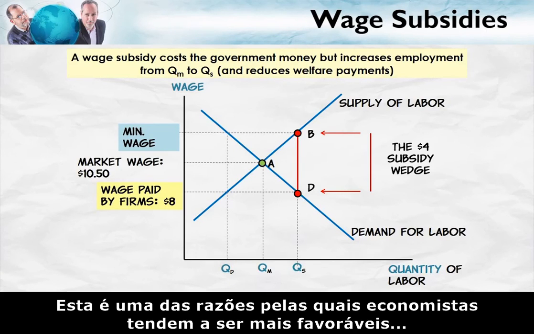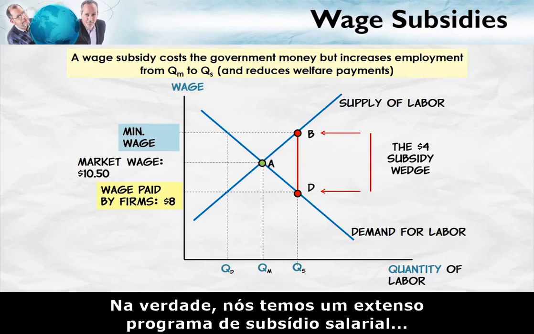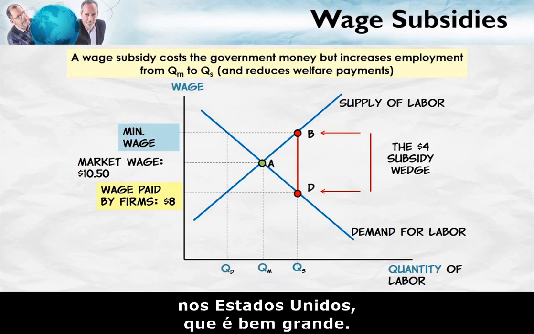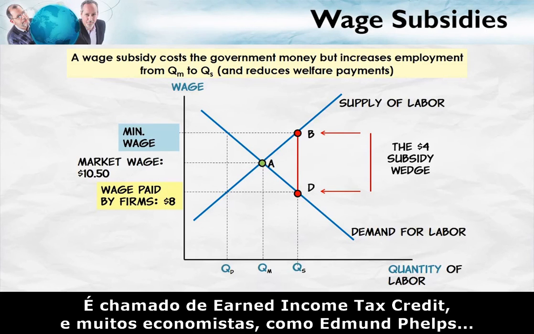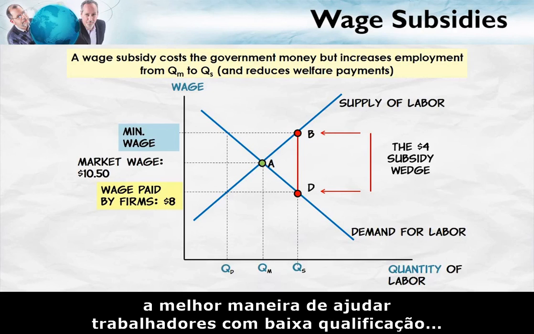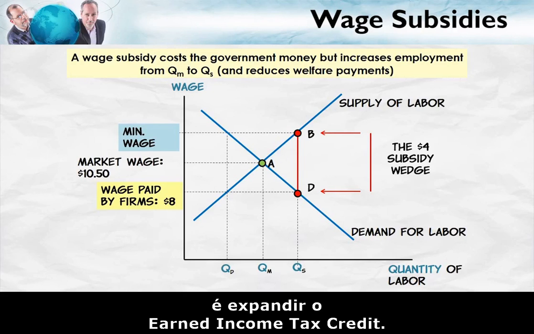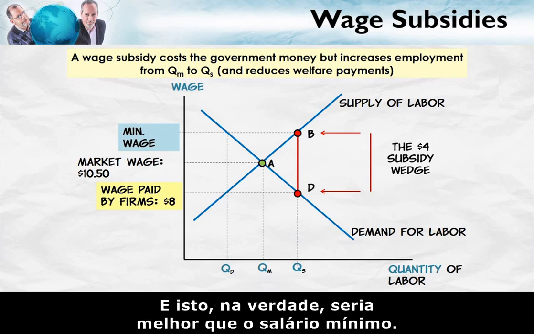That's one reason why economists tend to be more in favor of wage subsidies than they are of minimum wages. We actually have an extensive wage subsidy program in the United States that's very large. It's not talked about as much as the minimum wage. It's called the Earned Income Tax Credit. And a lot of economists, such as Edmund Phelps, Nobel Prize winner, argued that a better way of helping low-skilled workers is to expand the Earned Income Tax Credit, make it available to more workers, and this, in fact, would be superior to a minimum wage.